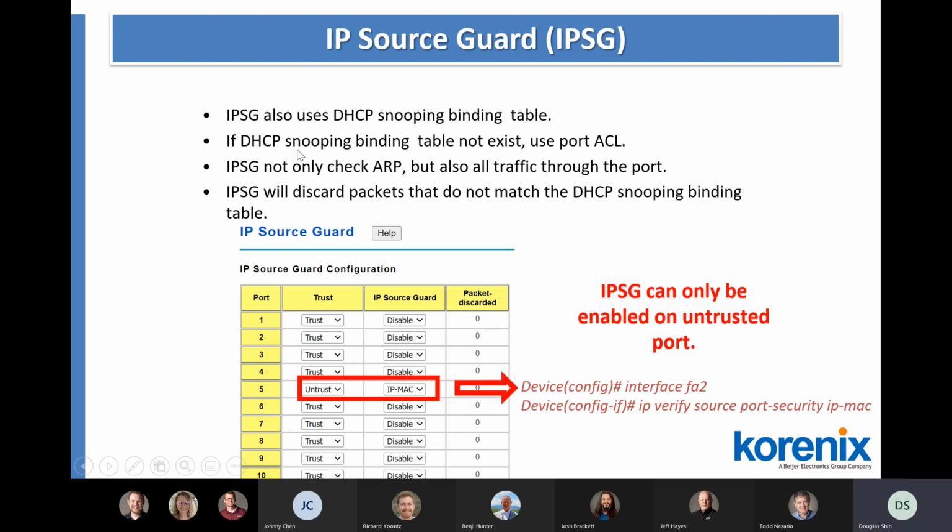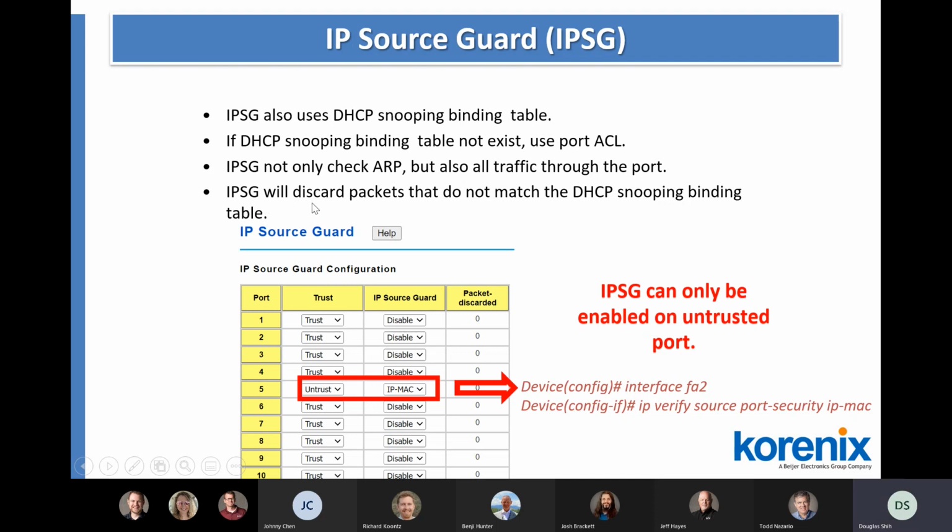If the DHCP snooping binding table does not exist, we should use a port ACL, not IP source guard. And IP source guard will not only check the IP address. DAI only checks ARP, while IP source guard checks the port, so it will check all traffic.